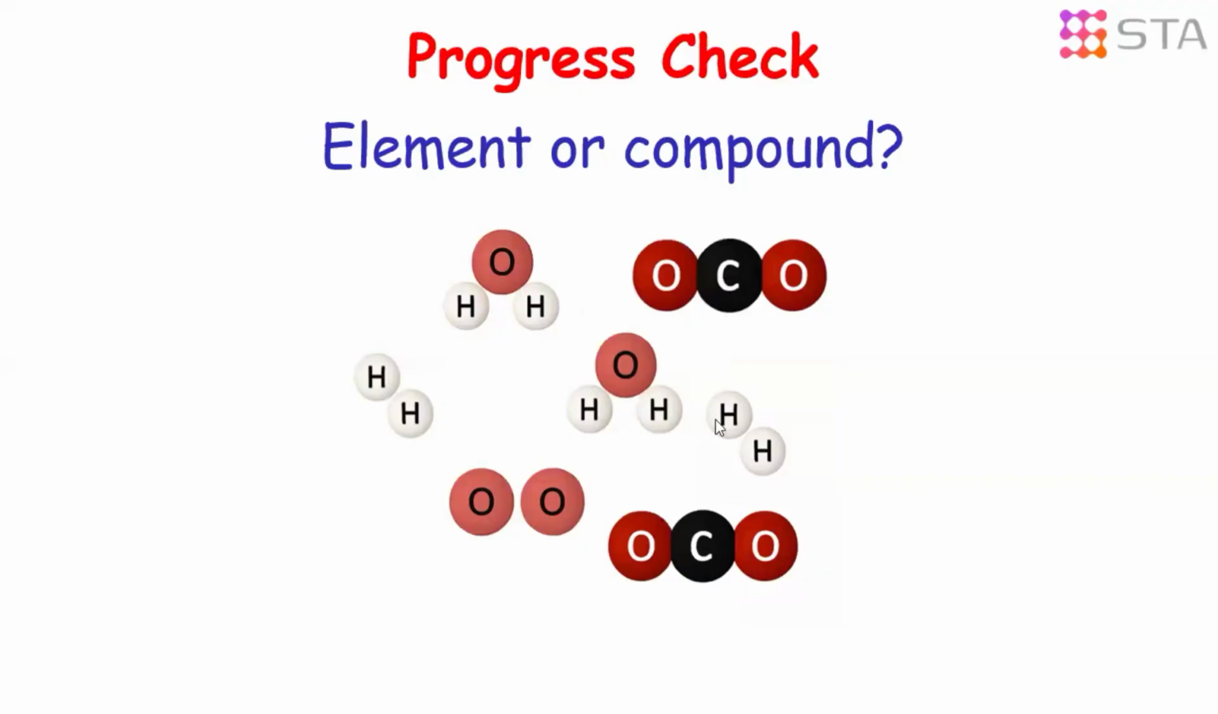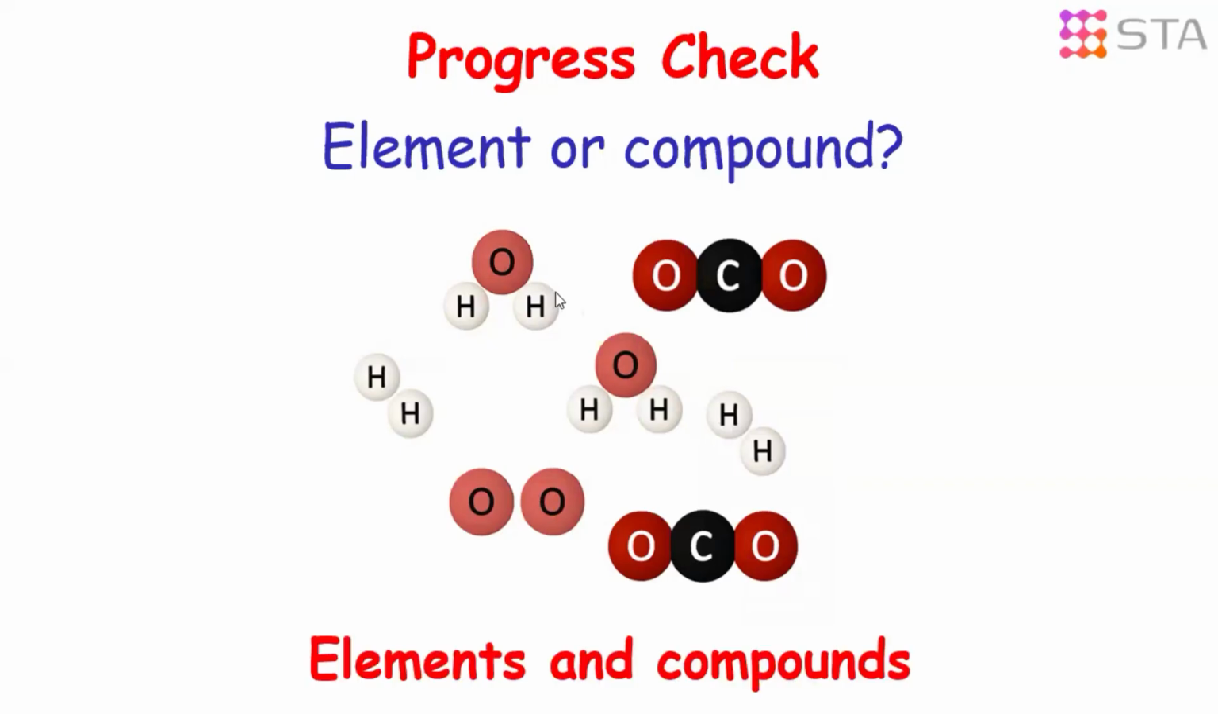You've also got these hydrogen atoms are bonded together. So these are elements because they're the same type of atom. And you've also got this oxygen that should be bonded together. Okay, same type. So here we've actually got elements and compounds. Okay, so you've actually got 2 different types of element.